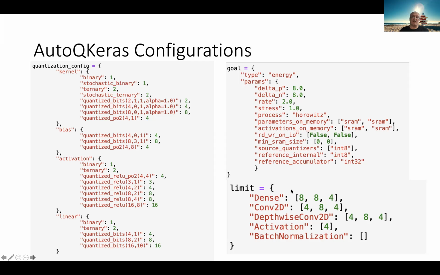Finally, in this case here, I'm basically saying for the dense layer, I'm going to use at most 8 bits for the kernel quantization, at most 8 bits for the bias quantization, and for the activations, if there is an activation specified in the layer, at most 4 bits here. The same thing for convolution and depth-wise convolution, and for activation, I'm just saying if there is an activation layer, use 4 bits, and for batch normalization, don't do anything.